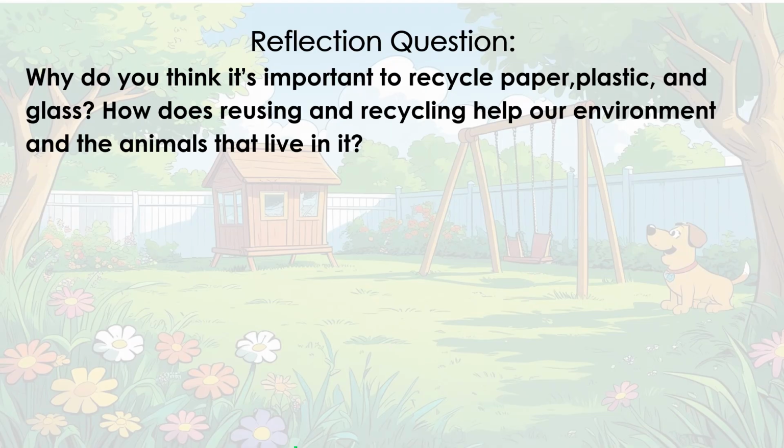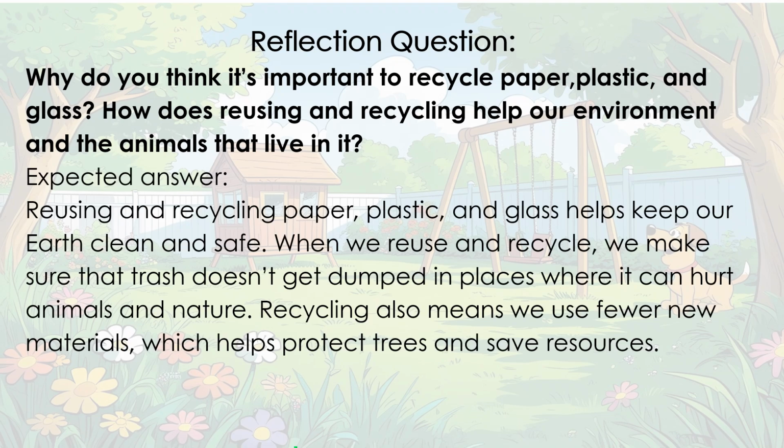Reflection question: Why do you think it's important to recycle paper, plastic, and glass? How does reusing and recycling help our environment and the animals that live in it? Expected answer: reusing and recycling paper, plastic, and glass help keep our earth clean and safe. When we reuse and recycle, we make sure that trash doesn't get dumped in places where it can hurt animals and nature. Recycling also means we use fewer new materials, which helps protect trees and save resources.